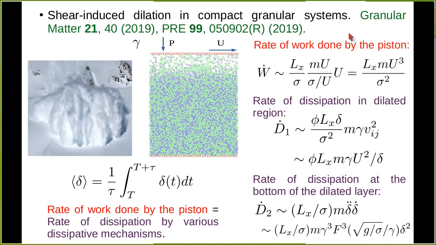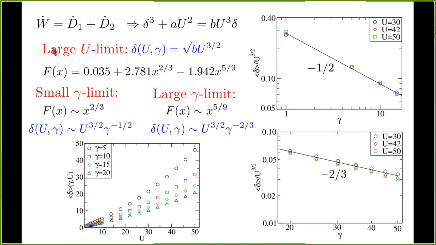Due to the limited time, I am not going into the details of this calculation. However, I will tell you the main result. When U is large, delta goes as U to the power 3/2, and the dissipation dependence enters into this prefactor B. Now, when we extract the dissipation dependence, we found when gamma is small, like small dissipation, delta goes as U to the power 3/2, gamma to the power -1/2. And when gamma is large, that is the large dissipation limit, delta goes as U to the power 3/2 and gamma to the power -2/3. So there is a kind of crossover.